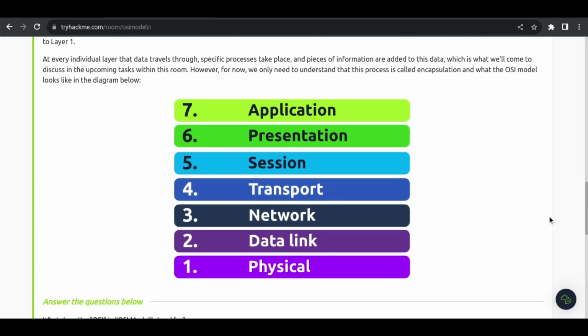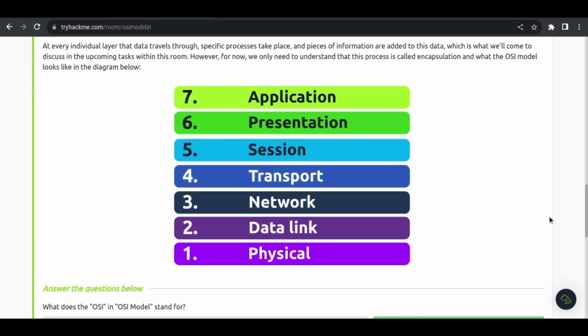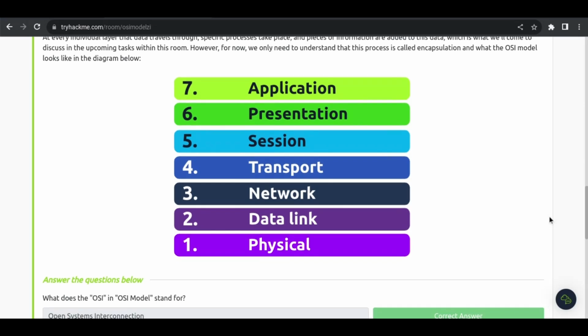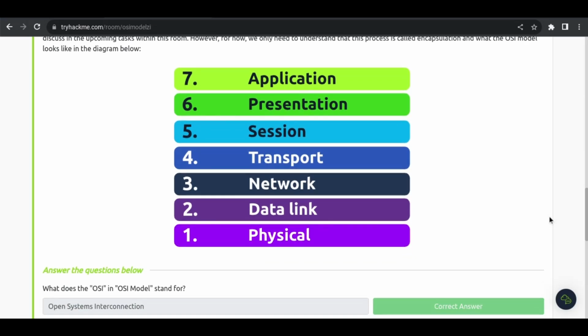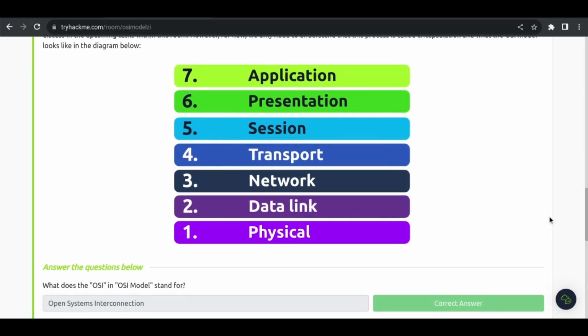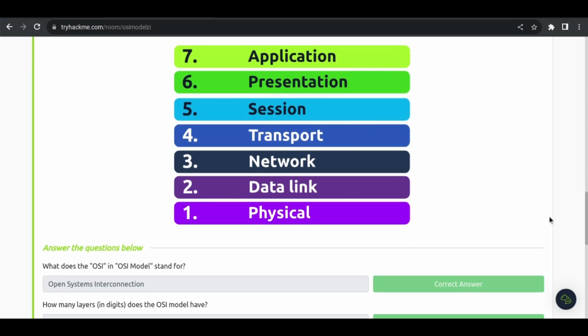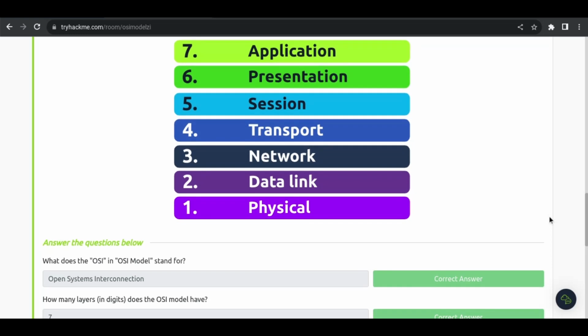Moving on to answer the questions below. What does the OSI in OSI model stand for? And that is Open System Interconnection. Second question. How many layers does the OSI model have? And that is 7.